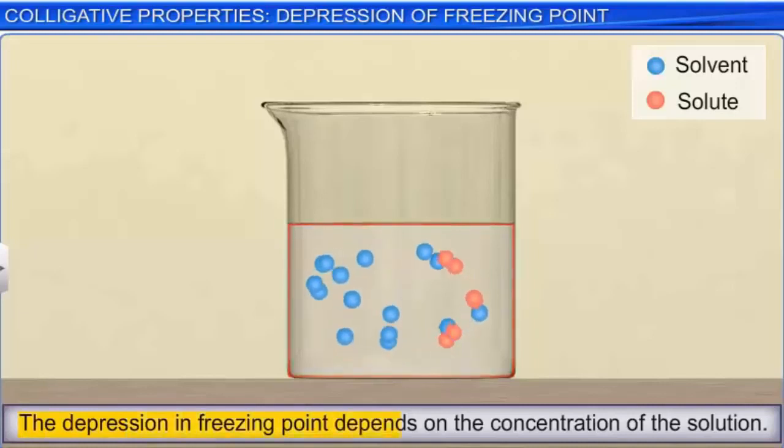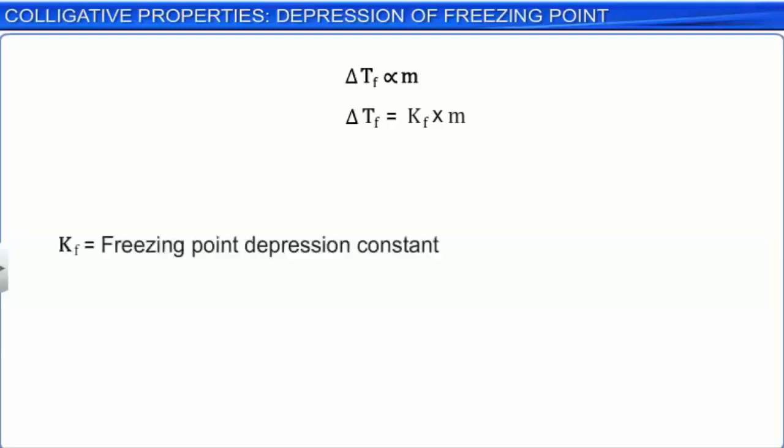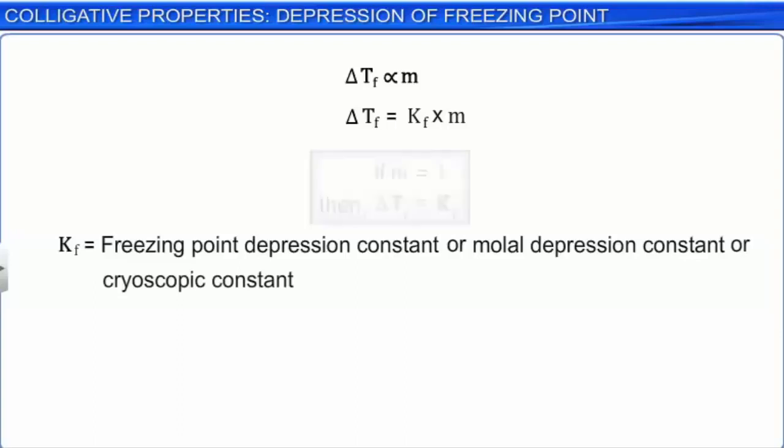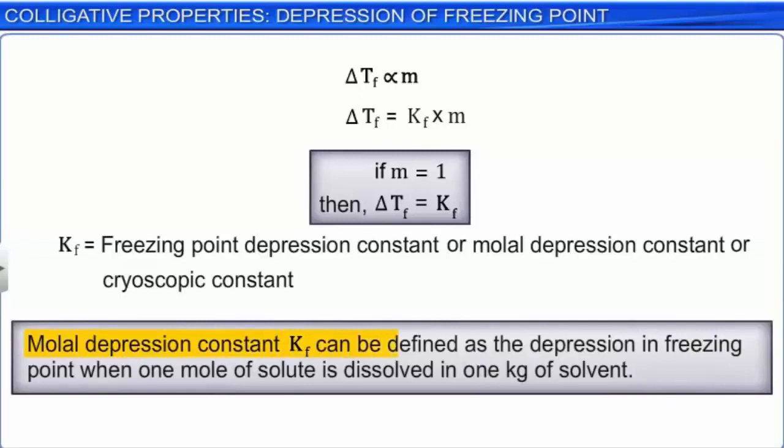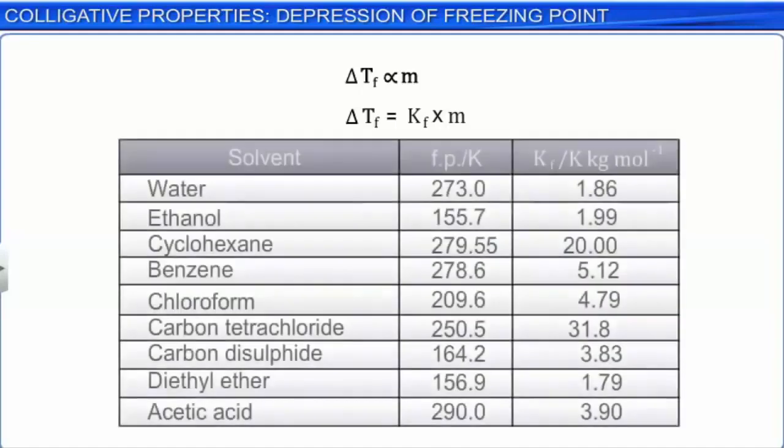The depression in freezing point depends upon the concentration of the solution. For dilute solutions, depression in the freezing point is directly proportional to molality m. Thus, delta Tf is equal to Kf into m, where Kf is known as the freezing point depression constant or molal depression constant or cryoscopic constant. Molal depression constant Kf can be defined as the depression in freezing point when 1 mole of solute is dissolved in 1 kg of solvent. The unit for Kf is Kelvin kilogram per mole. As Kf depends upon the nature of the solvent, its value is different for different solvents.